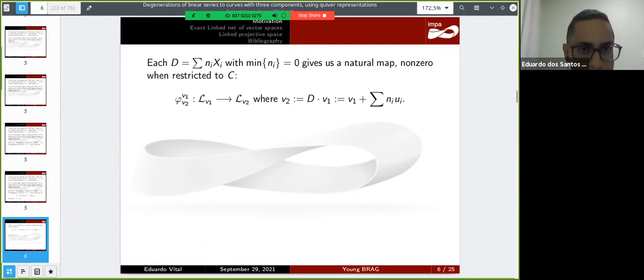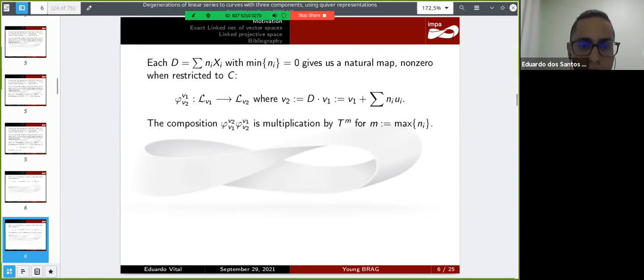Now, for this divisor D equal to the sum of n_i X_i, with n_i at the minimum equal to 0, we get a natural map, which is non-zero when restricted to the curve C, given by φ from L_v1 to L_v2, where v2, which we denote by D dot v1 in terms of the intersection product, is equal to v1 plus the sum of n_i u_i. So the composition of the map φ from v1 to v2 and v2 to v1 is just a multiplication by t^n, where n is the maximum of these n_i.